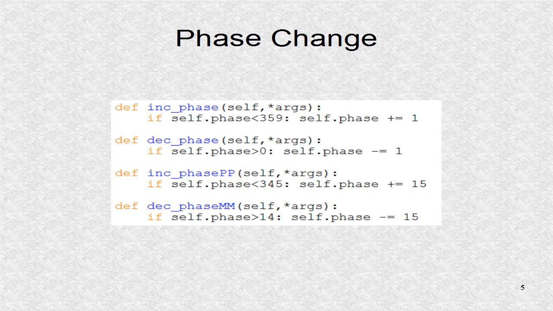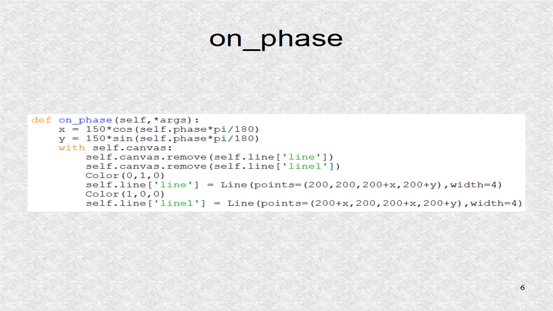The 4 buttons control phase value. They will either increment or decrement phase by 1 or 15 depending on which button is pressed. The function onPhase is called whenever the property phase changes. That is, whenever one of the last 4 functions change the phase value.